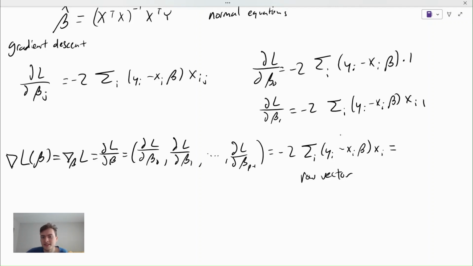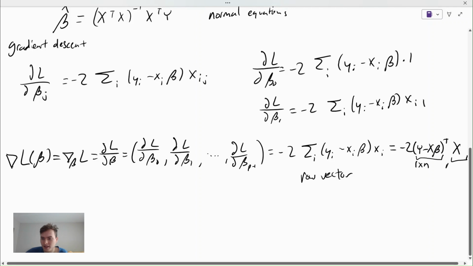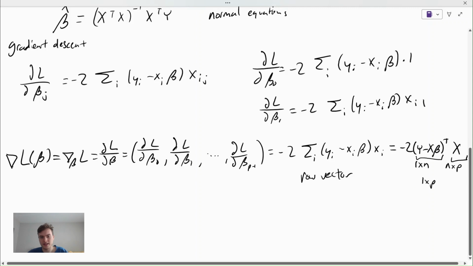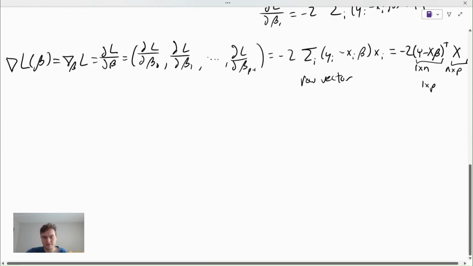And then if we're expressing this in matrix notation, we can do negative 2 out front, and then we have (y minus X beta) transpose times X, because this is going to be a 1 by n vector, and then this is going to be an n by p matrix, and then our result is going to be 1 by p, right? So that's a row vector of length p for these derivatives.